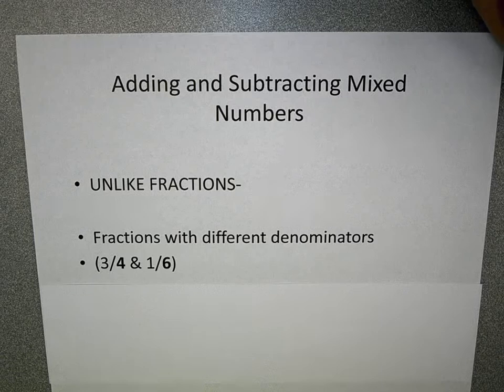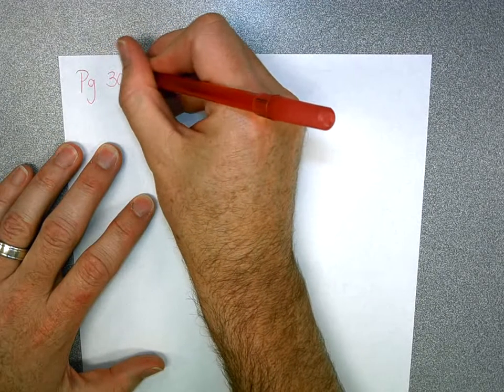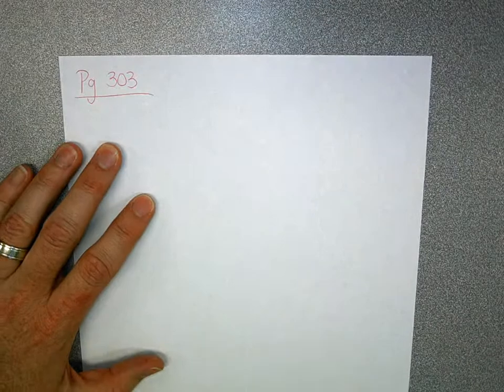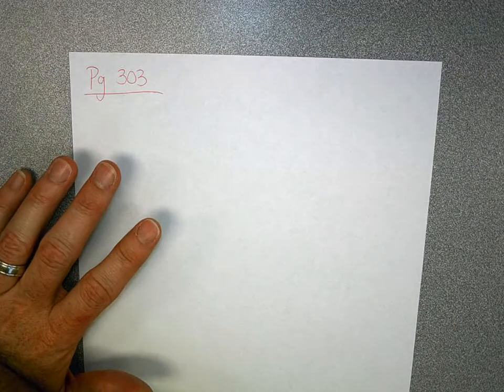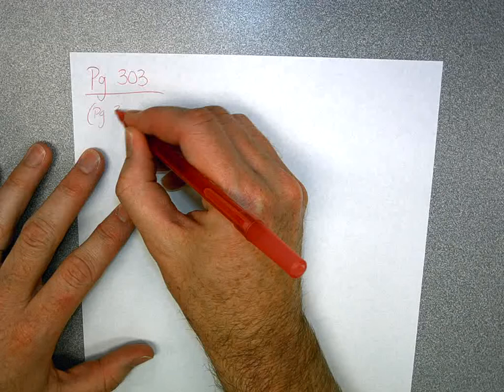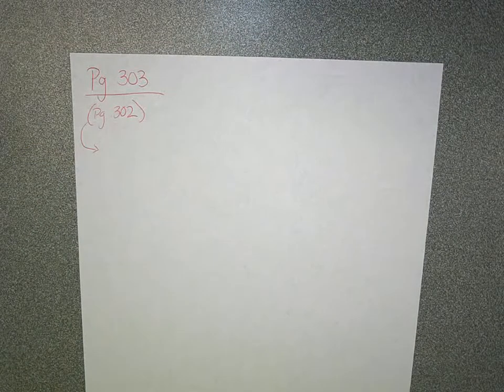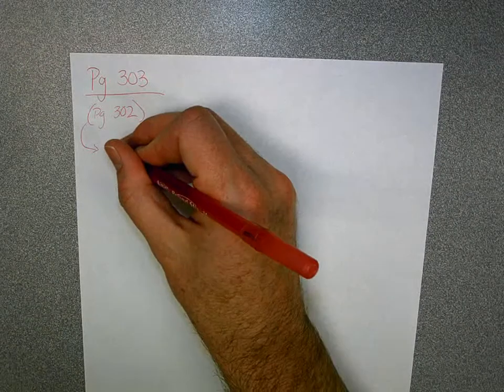Go ahead and grab your book and flip over to page 303. On page 303, and actually that's what your homework is on, but let's go ahead and look at page 302 for the problem that we're going to do together where you're going to put your notes. So take a look at page 302, okay, and let's take a look at problem number one. Problem number one.